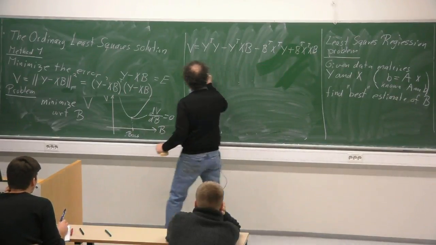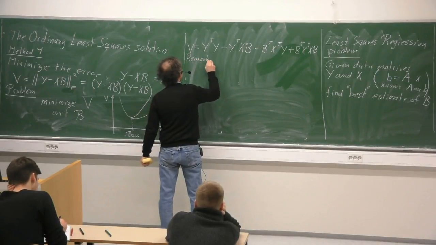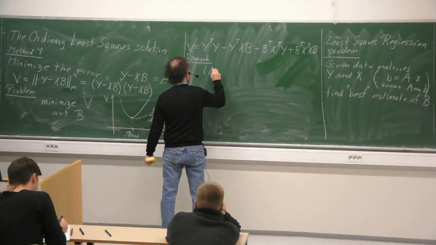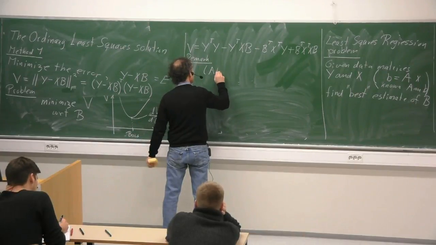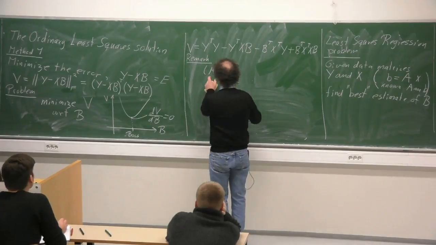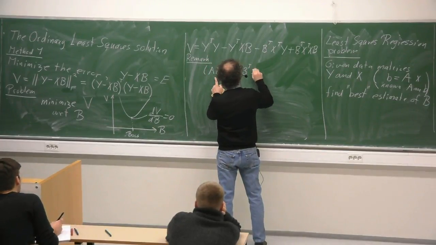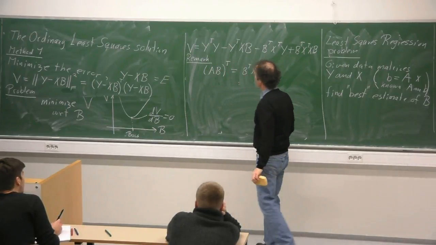And the reason, remark: if we have a product of two matrices, say A and B, and we want to transpose this product, we have to reverse the order. This is equal to the transpose. So I use this rule.